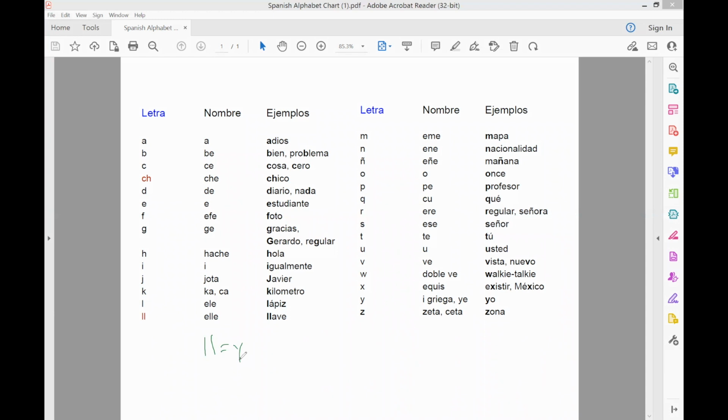Continuamos, our next column. Repite. M. Mapa. N. Nacionalidad. Ñ. Mañana. O. Once.